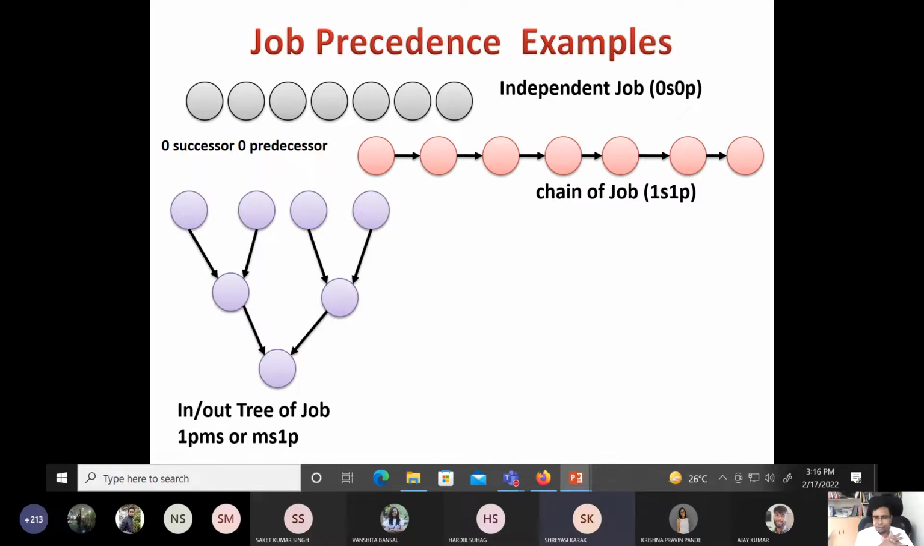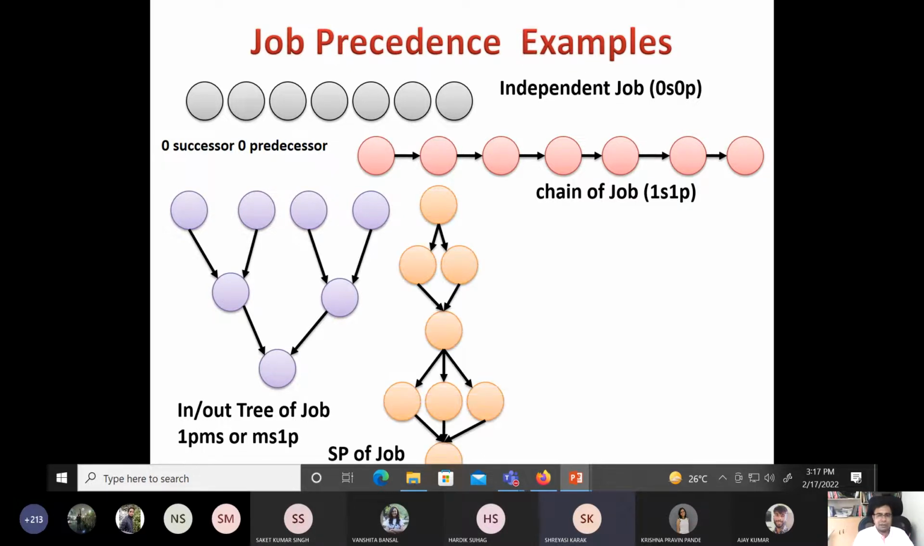Can I say in-tree and out-tree? What I am saying now is the in-tree. In an in-tree, a job has multiple predecessors but 1 successor. In the out-tree, a job has 1 predecessor and multiple successors. So 1P-MS or MS-1P are somehow the same. It should be MP-1S, but it's fine.